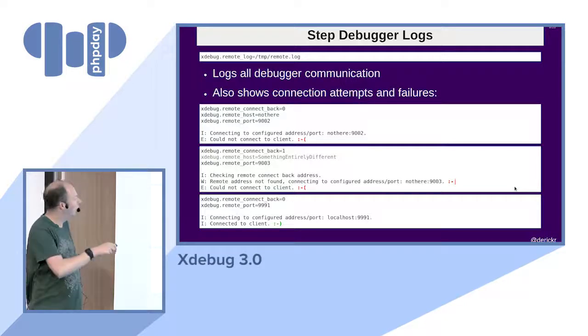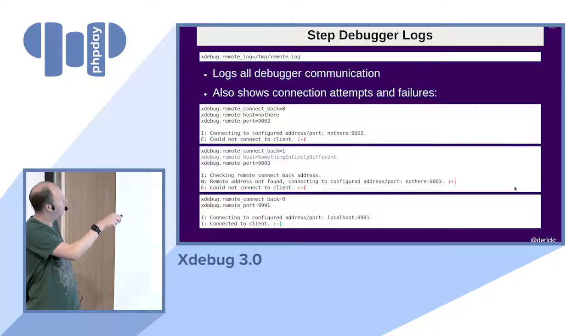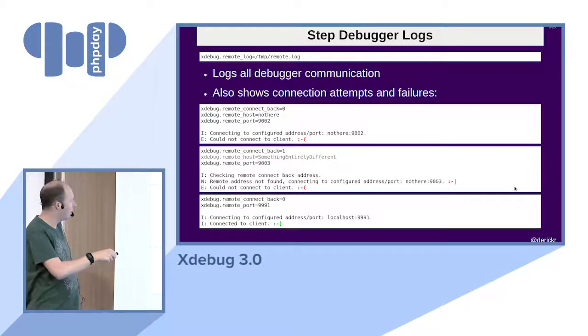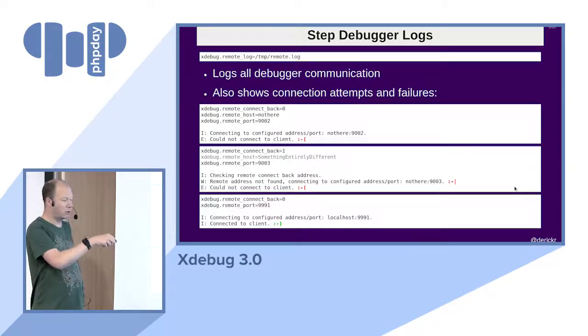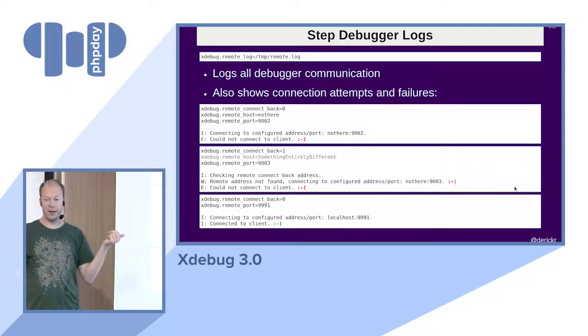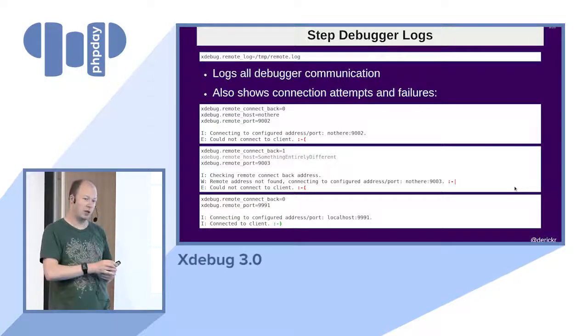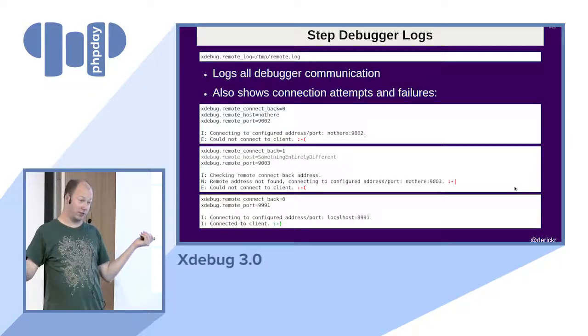So in the first example here, we have set remote connect back as 0, remote host is not_here, like it doesn't exist, and the remote port is 9002. When it starts connecting, it says it wants to connect to this configured address and port, and then it says can't connect because the not_here host doesn't exist. If you set connect back to 1, it will try to figure out the remote connect back address, which it can do from your HTTP headers. And then it figures out that not_here is the host I used in this case. It's still not_here, so we still can't connect, right?